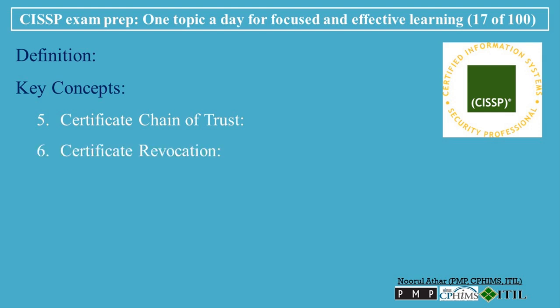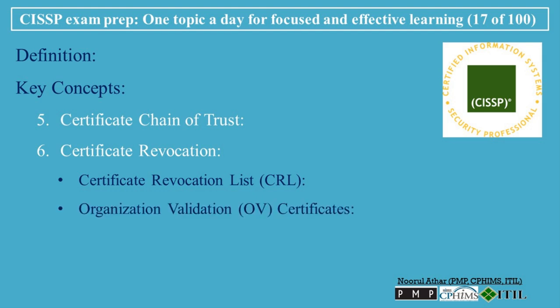6. Certificate revocation. Certificate revocation lists, CRL. If a digital certificate is compromised or the associated private key is exposed, the CA must revoke the certificate. The CRL is a list maintained by the CA that includes all revoked certificates. Users can check the CRL to ensure that a certificate is still valid.